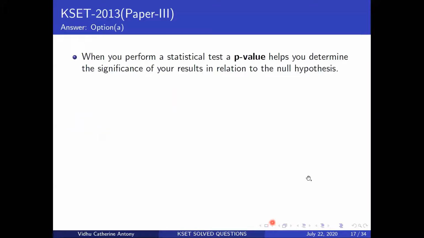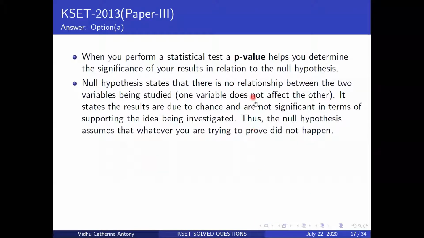But let's just look at this. When you perform a statistical test, a p-value helps you determine the significance of your results in relation to the null hypothesis. Now, what does your null hypothesis tell you? There is no relationship between the two variables being studied. One variable does not affect the other. It states that the results are due to chance and not significant in terms of the idea being investigated. So the null hypothesis tells you that your study is not correct and that you got it because of randomness.